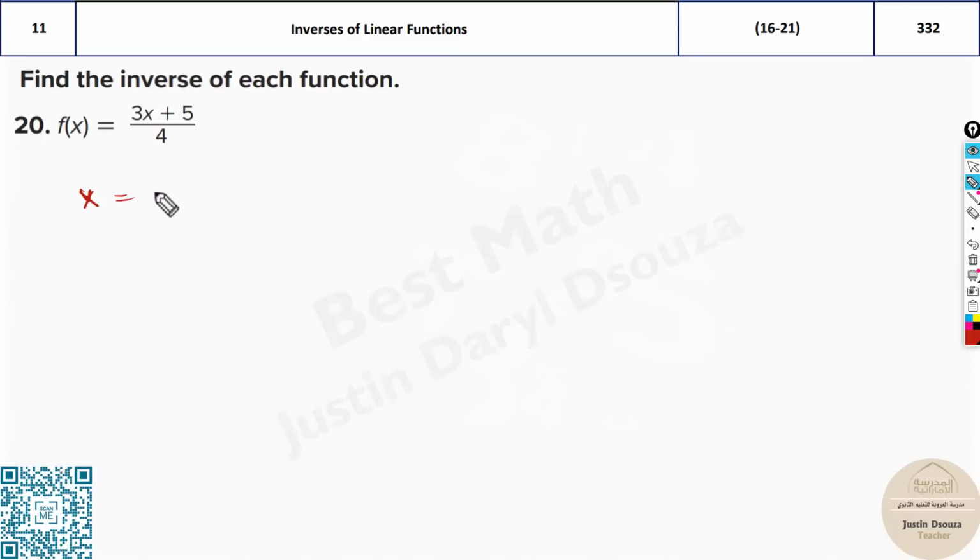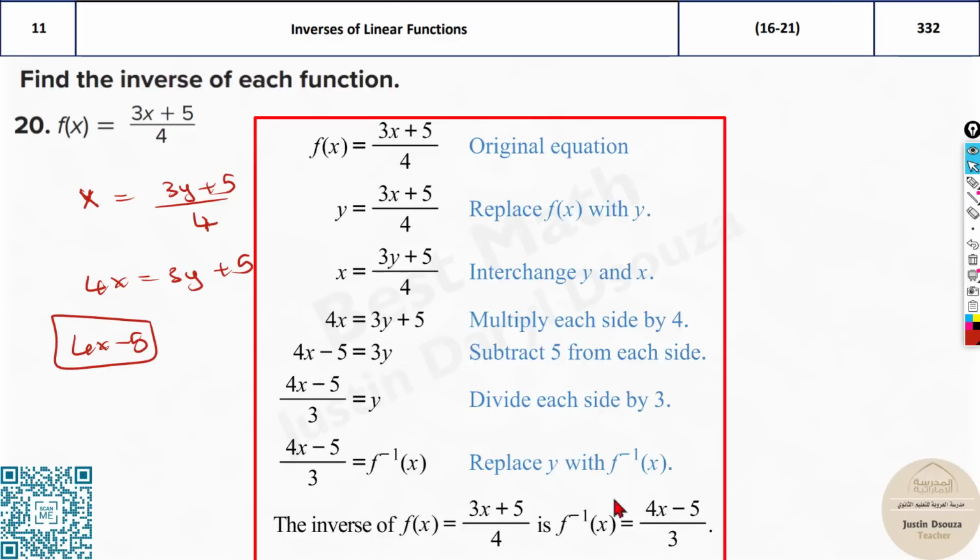It's x is equal to (3y plus 5) divided by 4. See, I'm not writing y is equal to and then changing. I'm directly changing it over here. It's up to you. If you're getting confused, you can make that step as well. It'll be 4x is equal to 3y plus 5. Take it to the other side. It'll be 4x minus 5. That will be the answer. Just directly jump to the answer because it's all in electronic.